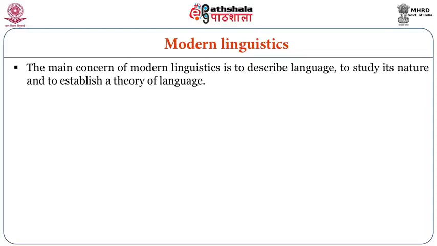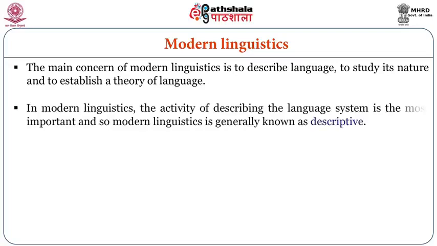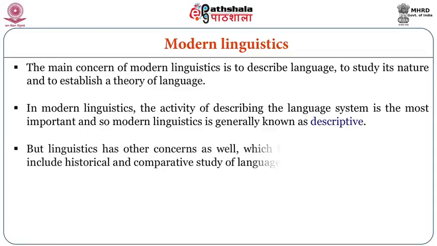So, the main concern of modern linguistics is to describe language, to study its nature, and to establish a theory of language. In modern linguistics, the activity of describing the language system is the most important, and so modern linguistics is generally known as descriptive. But linguistics has other concerns as well, which fall within its scope, and these include the historical and comparative study of language.